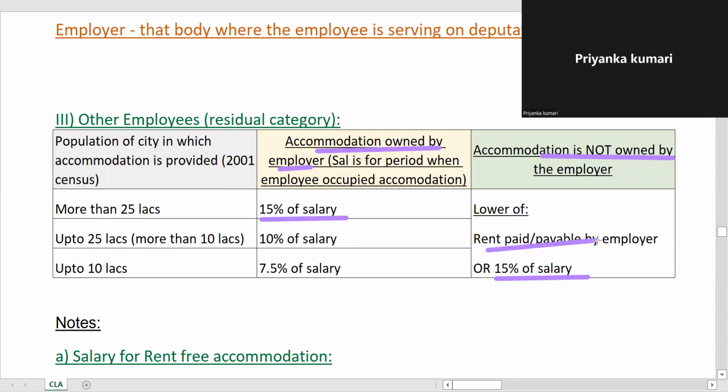And this is rent payable by employer. Lower of these two we have to take. Okay. So this we will do at the end. First we have to calculate what is salary. Okay. And once we get salary, then very easily we'll put it in this table and compute it.